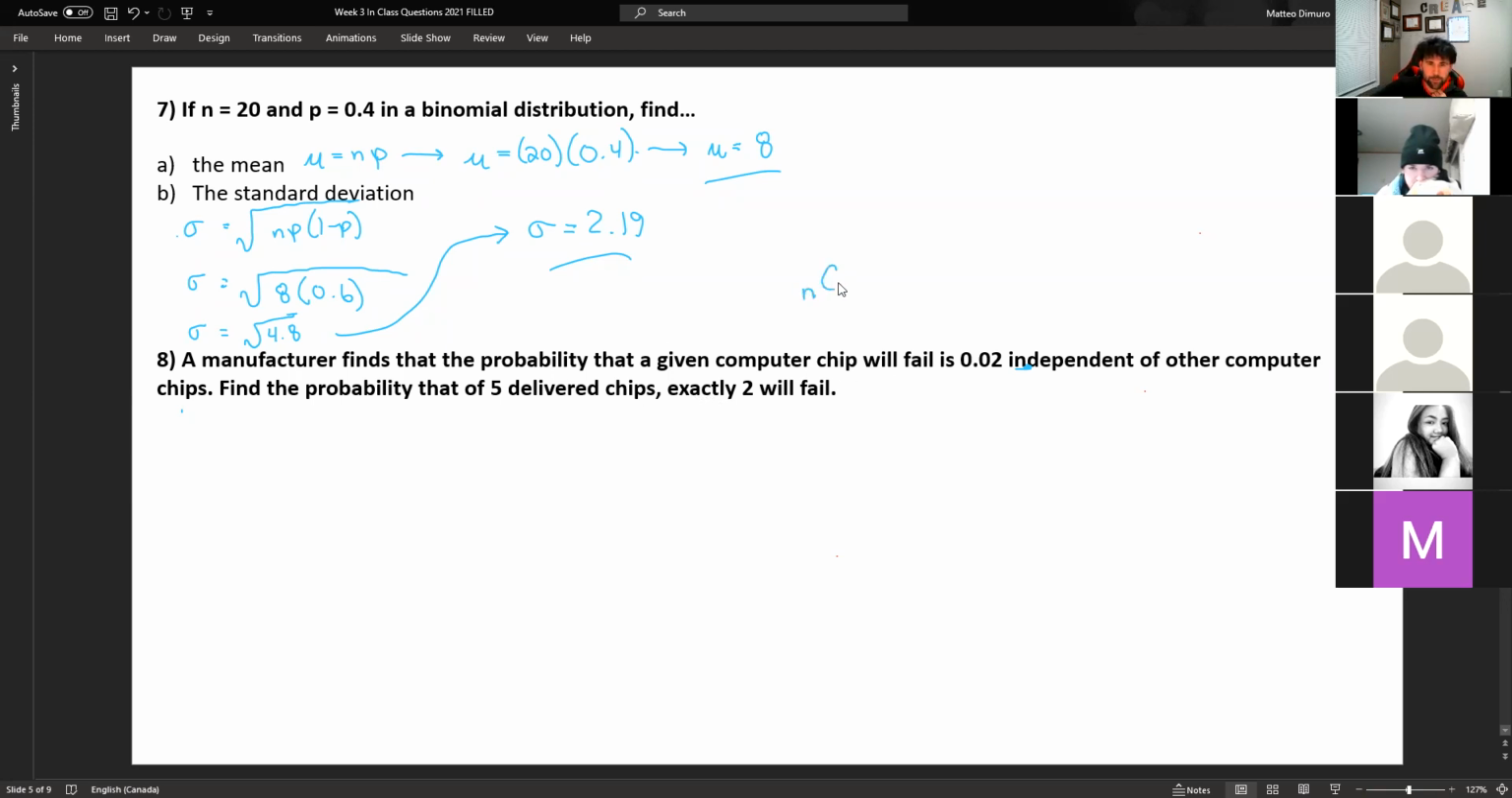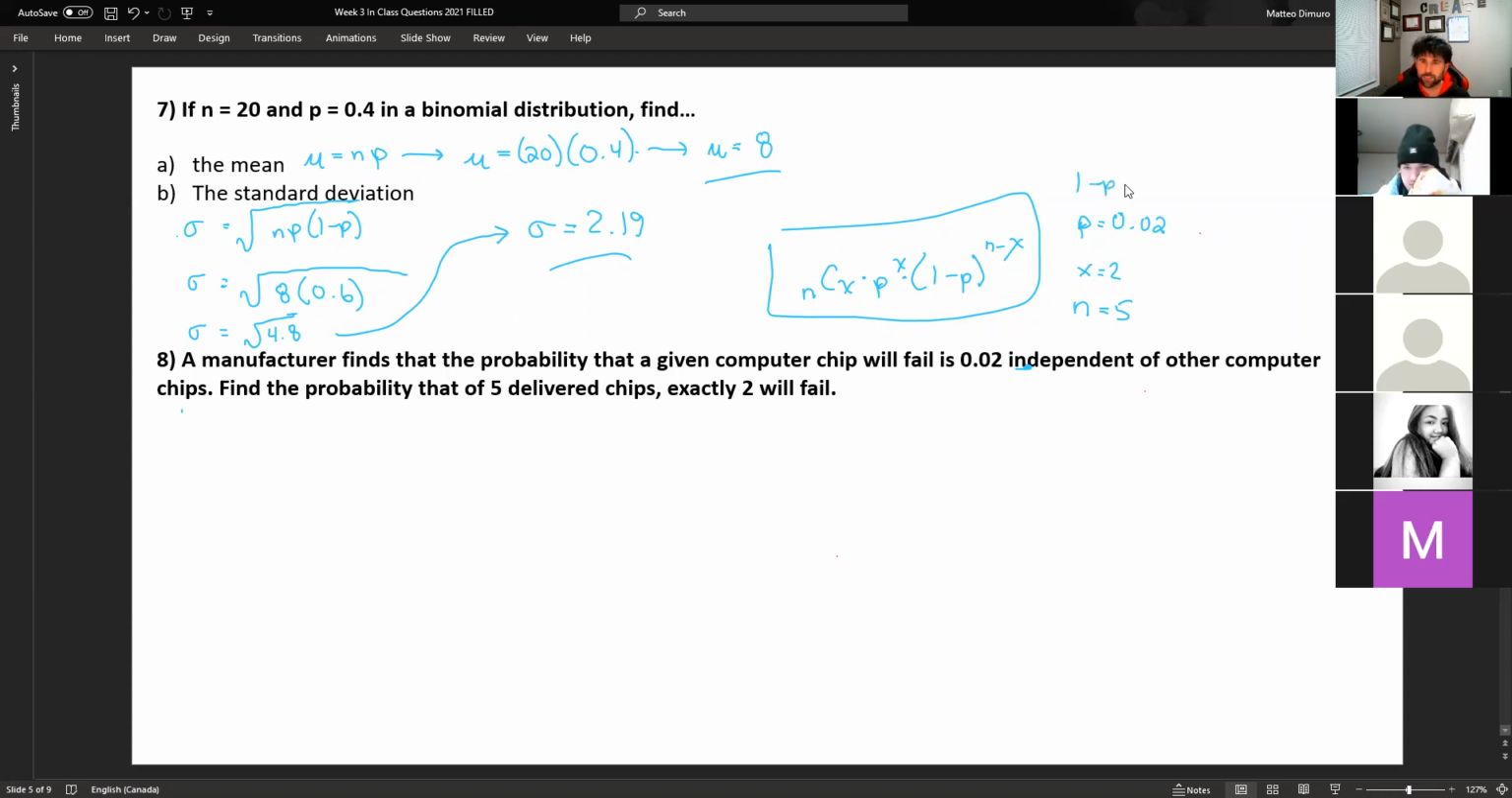So you're going to be using this formula here, the one I was just showing you on the formula sheet. Everything is being multiplied, so you don't have to put the dots. n is 5, since there are 5 chips, and in this case x is 2. The probability of success is 0.02. Don't get hung up on the word success being a good thing. In this case, success is a computer chip failing. How you phrase the question matters.